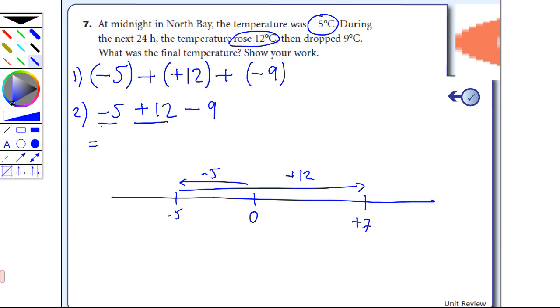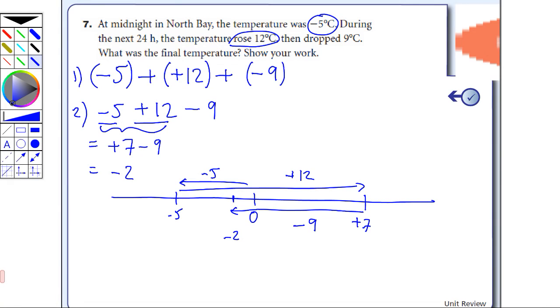So if I just do that first part here, I'm going to have positive 7. And then I'm going to subtract 9 from my positive 7. So back to the left, get to 0, and then 2 more. If I do my minus 9, that's going to leave me at negative 2 over here. So my answer is negative 2. So the final temperature was negative 2 degrees.